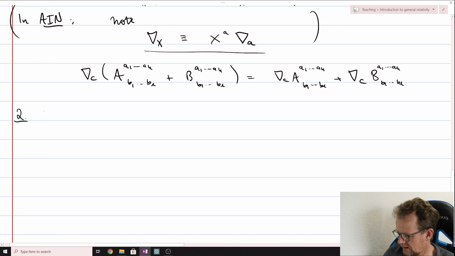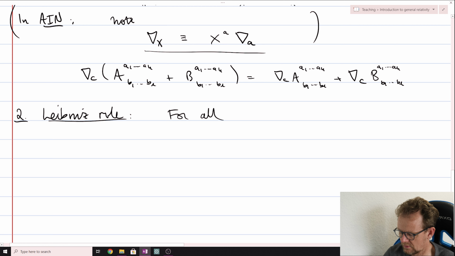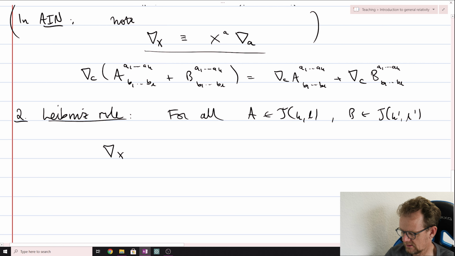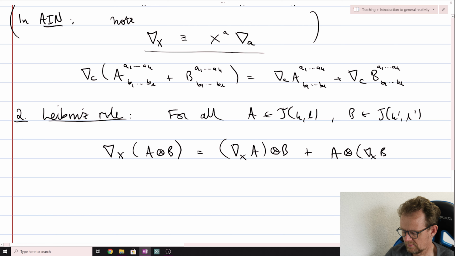Two, the second thing you want any decent derivative operator to satisfy is the Leibniz property, or Leibniz rule. So for all A and B, now they're in different places, so for all A tensor fields of type (k,l) and all B tensor fields of type (k',l'), we want that ∇_X applied to A outer product B is the same as ∇_X applied to A outer product B plus A tensor ∇_X B.